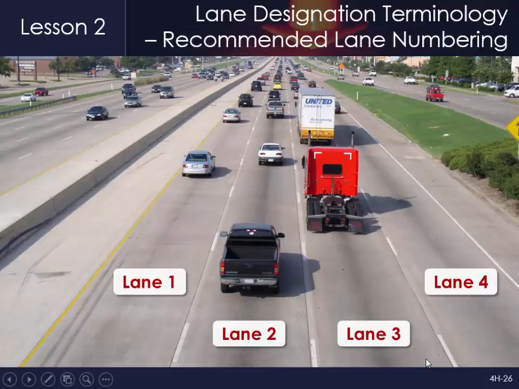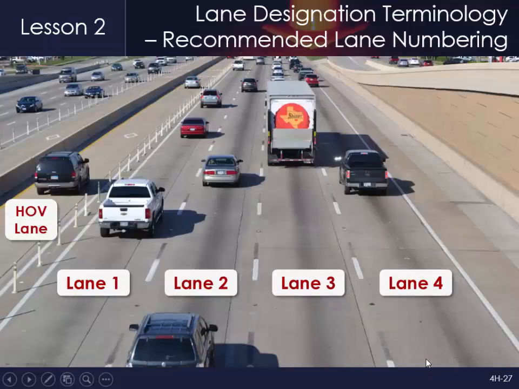If you prefer to do numbering, the recommended lane numbering would be as such. Reading from left to right, the far left lane would be lane 1, lane 2, lane 3, and the far right lane 4. Now, when designating special lanes such as HOV lanes, you would normally use what the lane is called, such as HOV lane, and then again reading from left to right, lane 1, lane 2, lane 3, and lane 4.